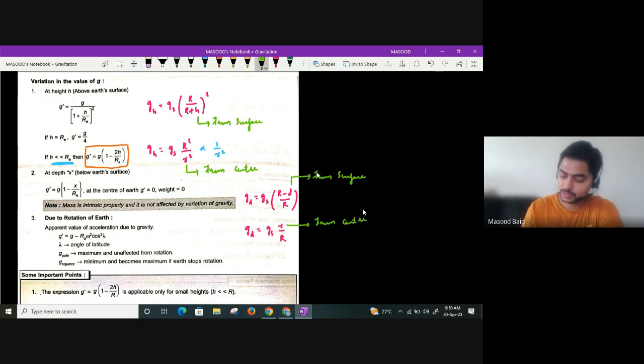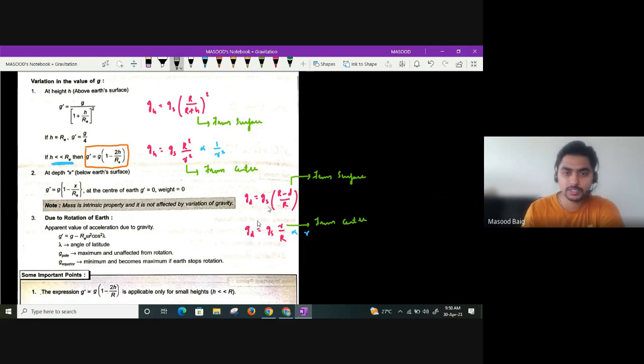So as you can see, inside at a certain depth means obviously it will be directly proportional to r, guys. So if I plot the variation, these two things, please remember, this is true. g at certain height is g at surface into R divided by R plus h whole square. g at a certain depth will be g at surface into R minus d divided by capital R.